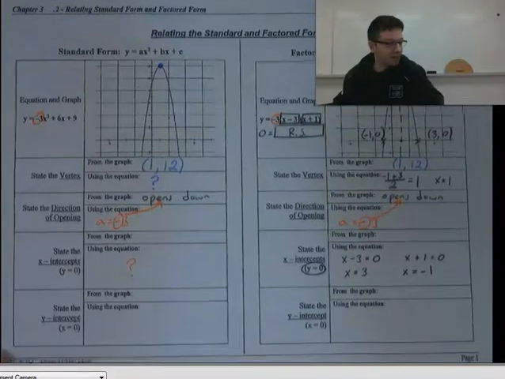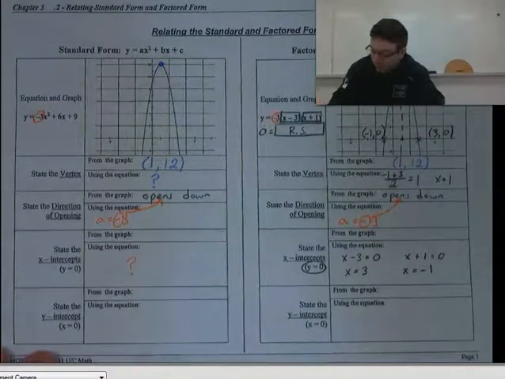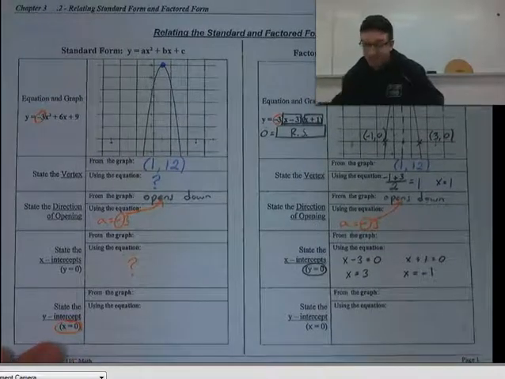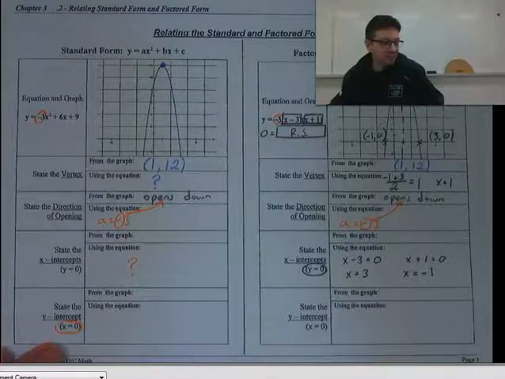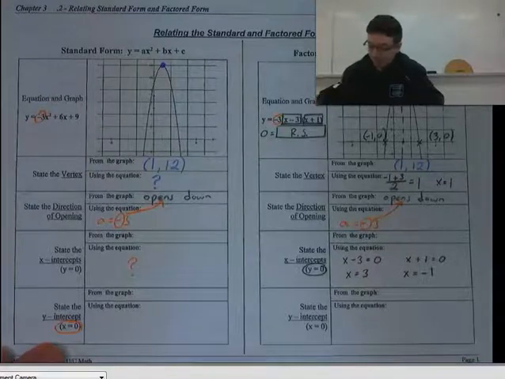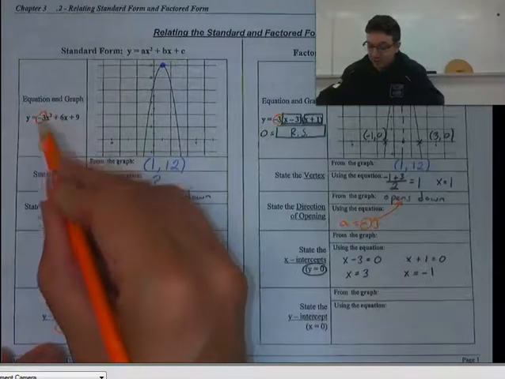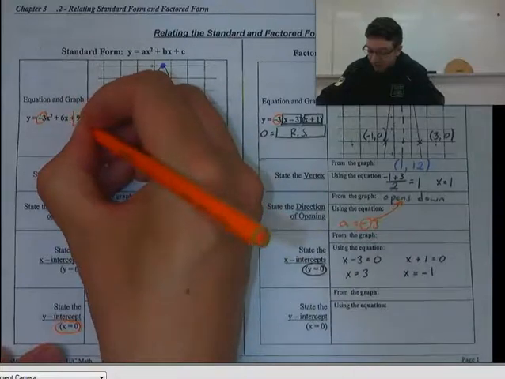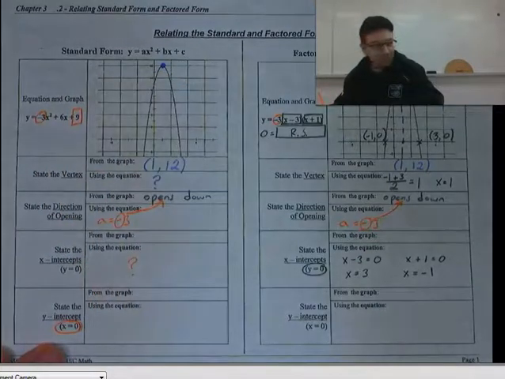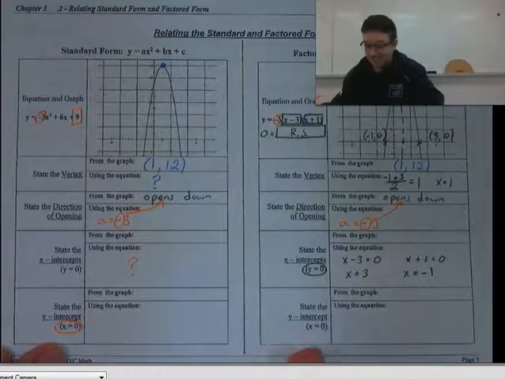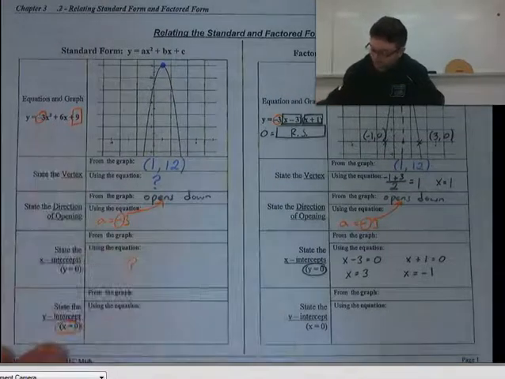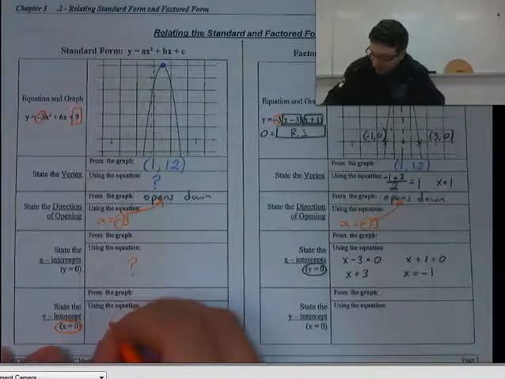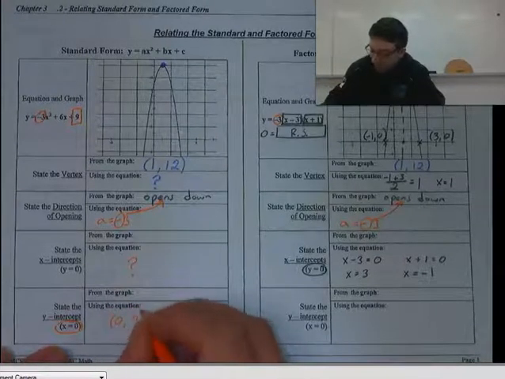Okay, last thing, the y-intercept. Well, to find the y-intercept, you set x equal to 0. Now essentially you can do this a little bit easier with standard form. Because if x is 0, that whole term disappears, this whole term disappears, and you're just left with your c coefficient. So you can do that at a glance using standard form. So standard form, you can easily say the y-intercept is (0, 9).